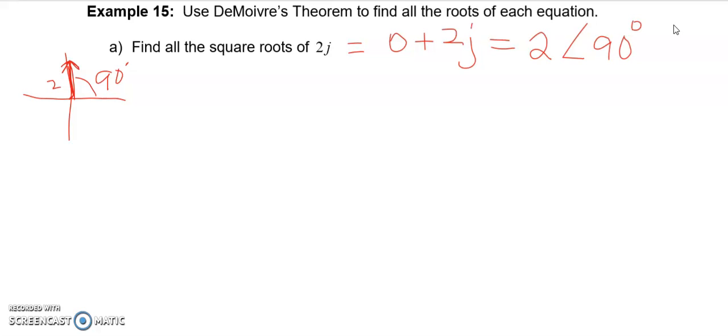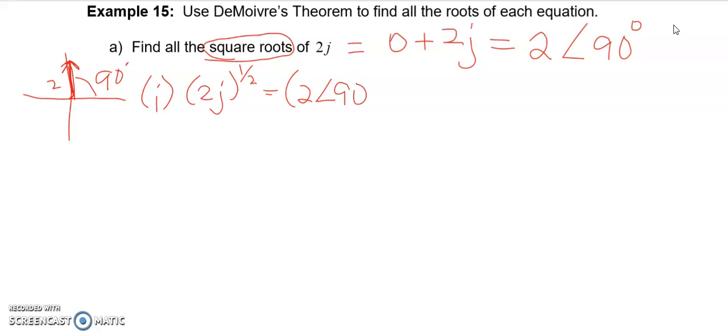So remember, this question says find the square roots of 2j. So we know there are going to be 2 of them. Here's how you calculate the first one. If you want to find the square root of 2j, that would be written as 2j to the power of 1/2. Remember, square root. We change that into the polar form, so that would be 2, angle symbol, 90 degrees, to the power of 1/2.